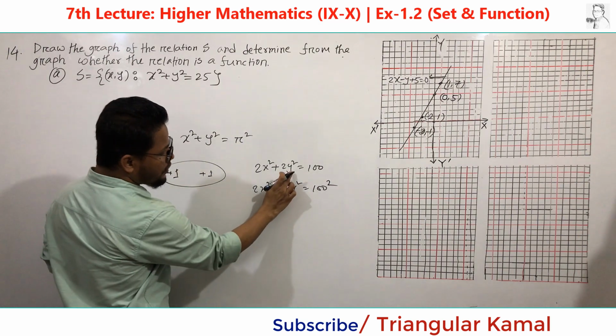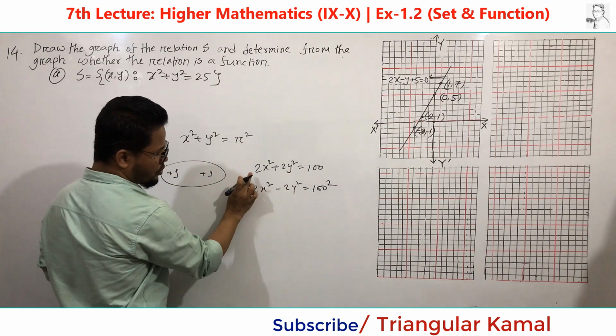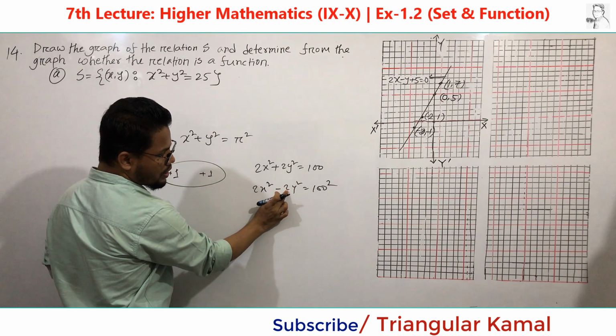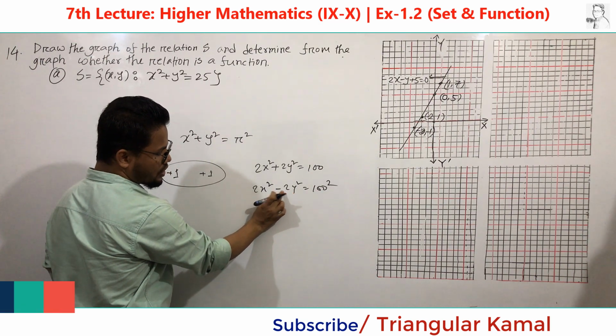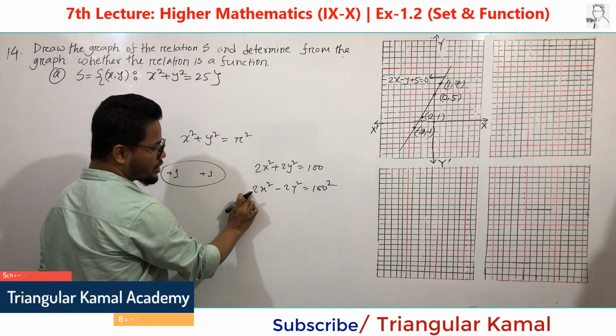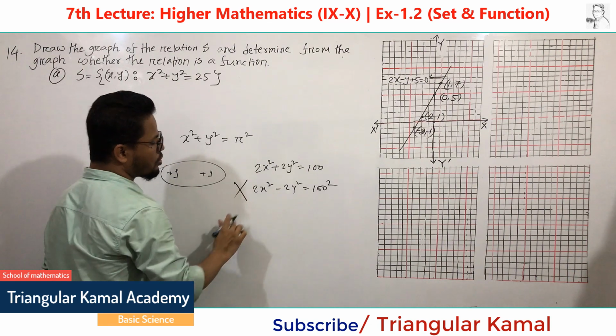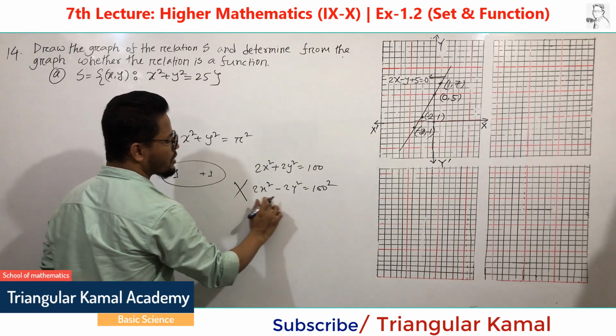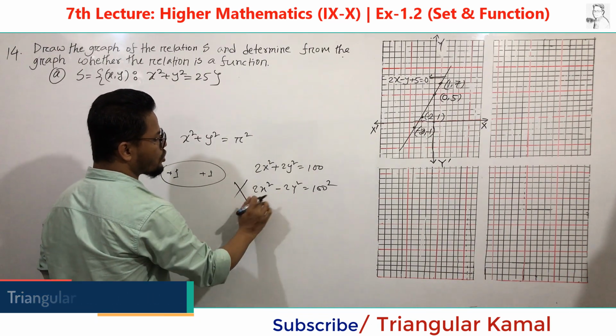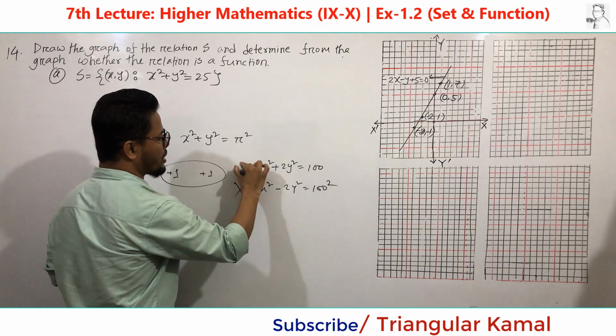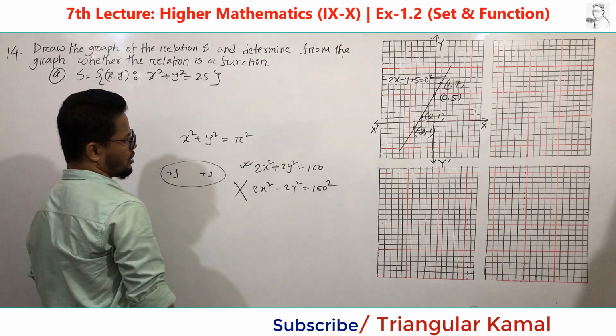So what is the coefficient of y square here? Plus 2, here plus 2. But in this one, the coefficient of y square is minus 2. The coefficient of x square is plus 2. So this one will not be the equation of a circle, because the coefficients of x square and y square are not the same, and this one will be a circle.